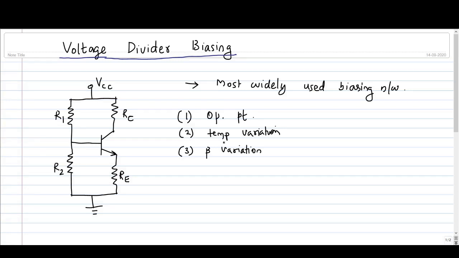Welcome to this video. Today we will discuss voltage divider biasing network for BJT. This is the most widely used biasing network. So the circuit diagram is shown here.